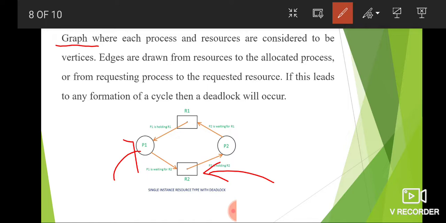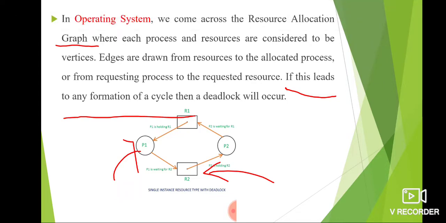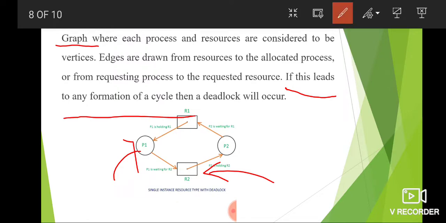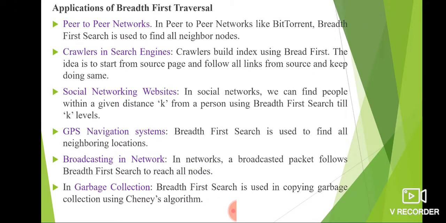If the edges lead to the formation of a cycle, then there is a chance for deadlock. So in the operating system, to find deadlock, we use the resource allocation graph. It is based on graph concepts. We move on to the applications of breadth first traversal. Some of the applications of breadth-first traversal are peer-to-peer network, crawlers in search engines, social networking websites, GPS navigation system, broadcasting in network, garbage collection, and so on.